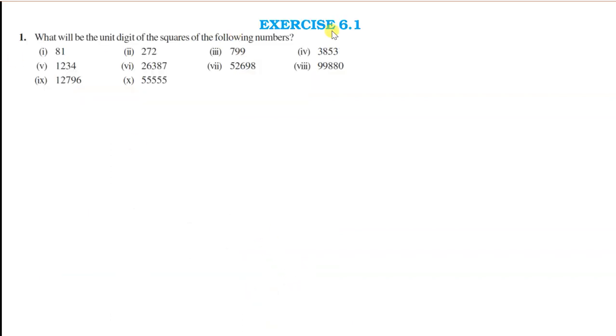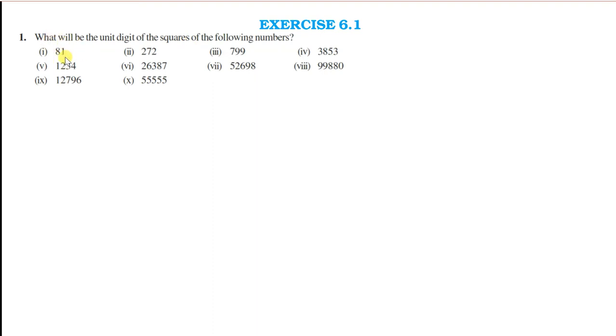Now we start exercise 6.1. The first question is, what will be the unit digit of the square of the following numbers? Yesterday we studied a table in which we have the squares of the first 20 natural numbers, and in that we saw that if a number is ending in 1 or 9, then its square will end in 1. If the number is ending in 8 or 2, then its square will end in 4. So the question is, what is the unit digit of the square of these numbers?